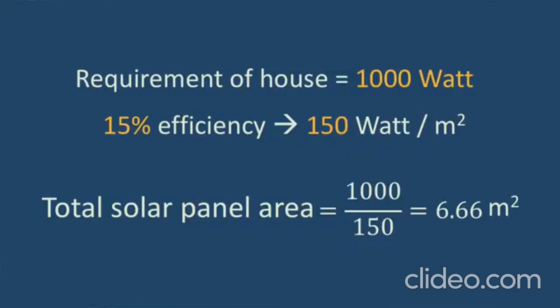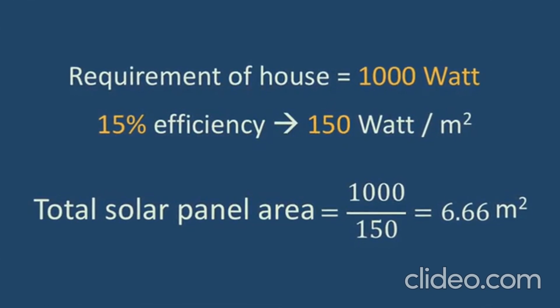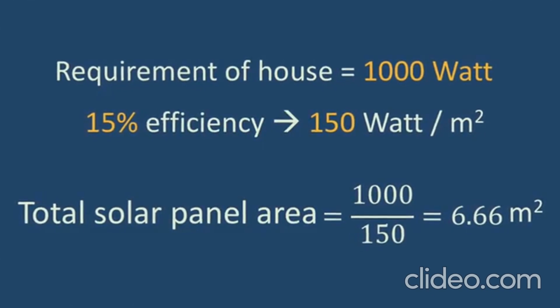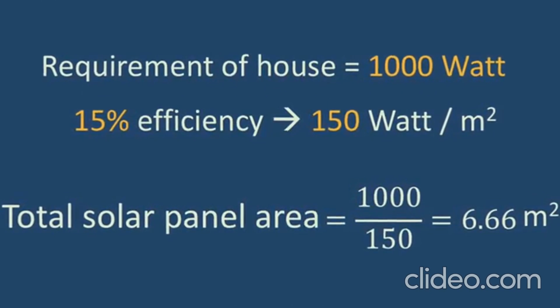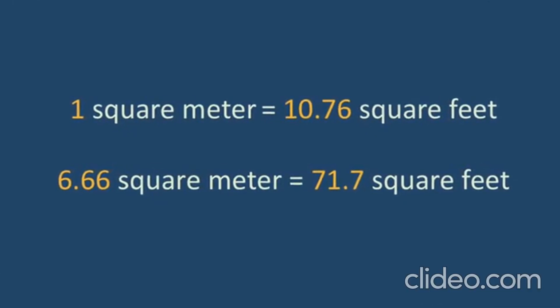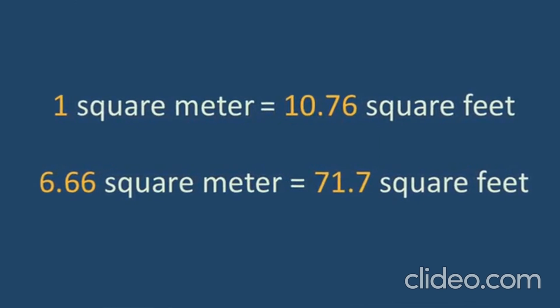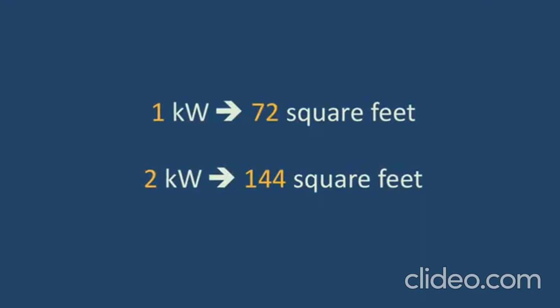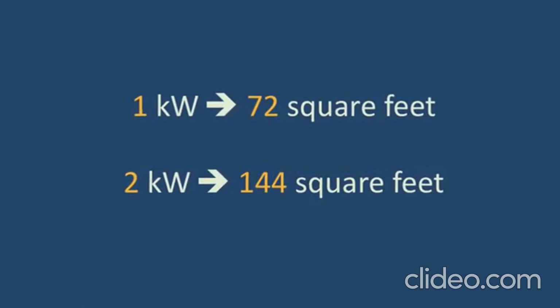So very simple. Suppose your requirement is 1 kilowatt or 1000 watt. Let's say the module is 15%, so 150 watt per meter square. So 1000 watt is your requirement, and 150 watt per meter square is what the module produces. Divide 1000 by 150. You will get about 6.5 square meter. If you convert that into square feet, it comes to about 72 square feet. And that's not a big area. Even if your requirement is 2 kilowatt, then you need 140 square feet. So with this efficiency, in a very little area, we can fulfill all our requirements.